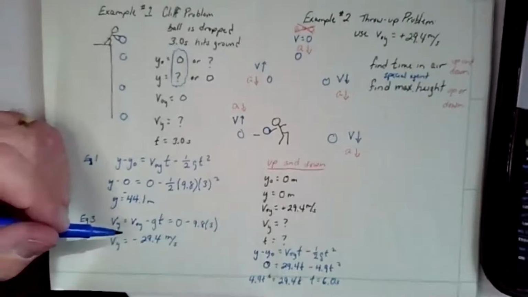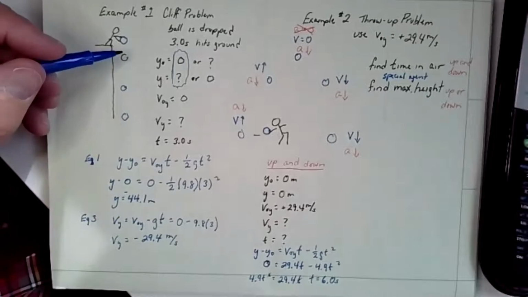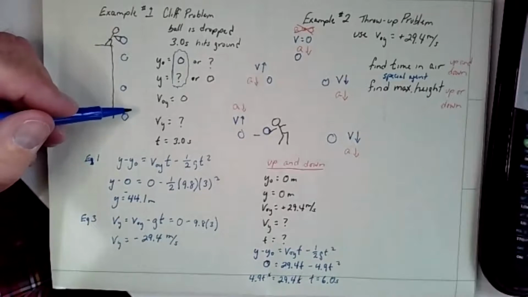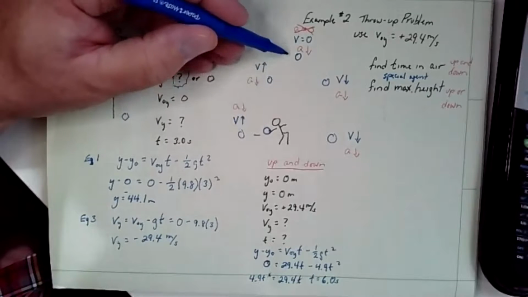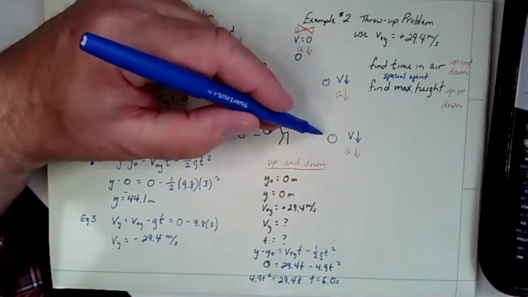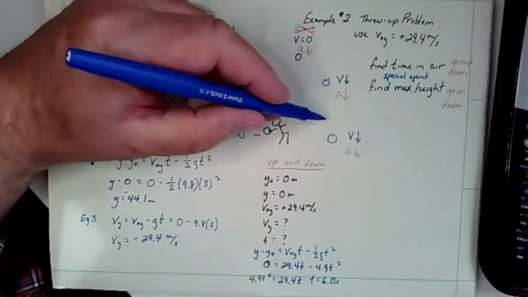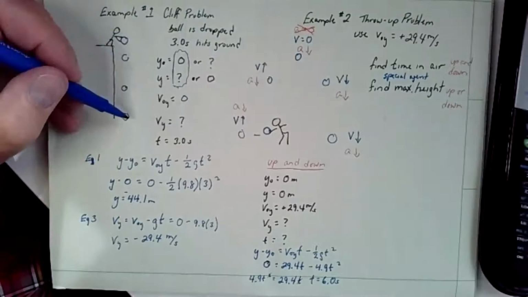Now, if we come back here and take a look, this was after falling for 3 seconds. So it turns out that on the way up, it takes 3 seconds, and on the way down, it takes 3 seconds. So on the way down, it actually looks exactly like this.